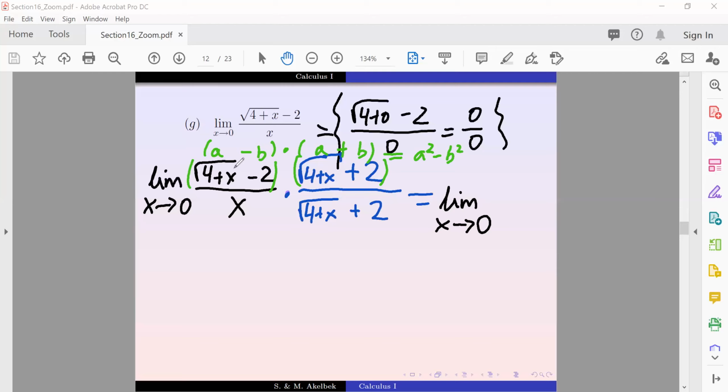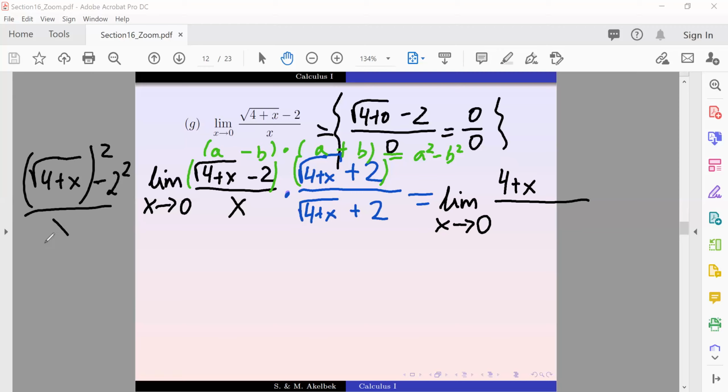First term squared. So we would have square root of 4 plus x and square it. Square root and square cancel out, so I'm only left with 4 plus x. So that's on the top, 4 plus x. Minus the second term squared. You can rewrite this one if you want. This would be the step in between. Maybe I should have written it down here. So that would be first term squared minus 2 squared, over x times whatever we have, square root of 4 plus x plus 2.